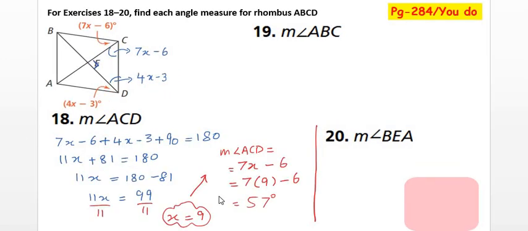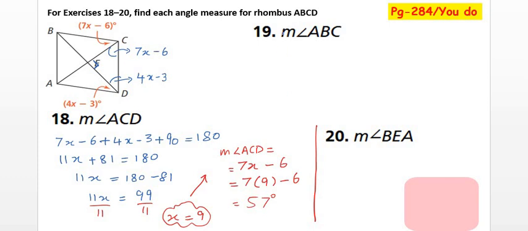So here is the answer for this question. You can see that first I found the value of x. From here it was giving us 11x equals 99. I divided both sides by 11, so it gave me the value of x, which is 9. Now I will use this value of x to find the value of angle ACD, which is actually 7x minus 6. So 7 times 9 will be 63, minus 6, it will give us 57.